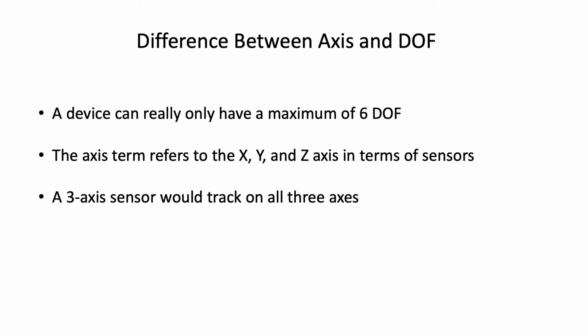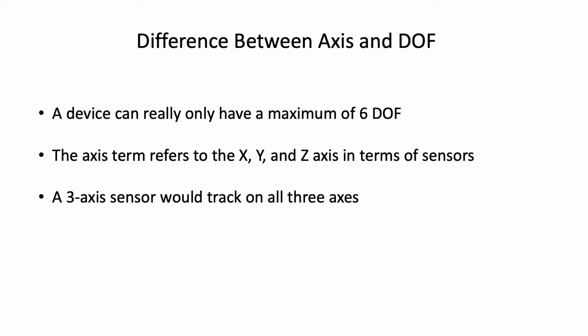However, the axis term refers to the X, Y, and Z axis, and this has to do with the sensor's sensitivity. So a one-axis sensor most likely goes up and down on the y-axis, or side to side on the x-axis. So basically, the sensitivity of a sensor. And a 3-axis sensor will track on all 3 axes. So the more axes you have, the better the movement of the robotic arm, supposedly.